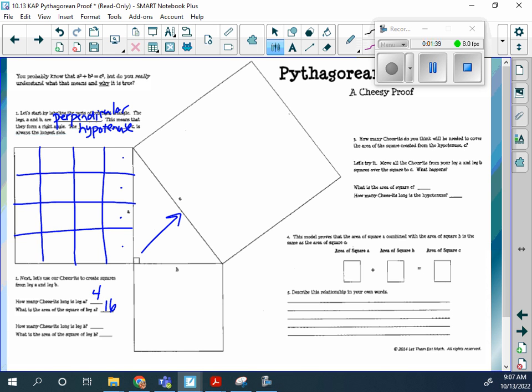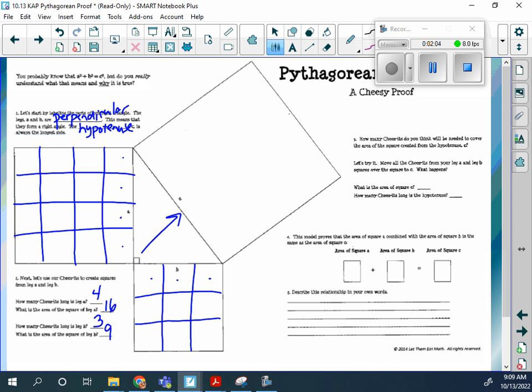Okay. Now go ahead and do the same thing for B. Here we go. So how many Cheez-Its did it take, first of all, to fill in B? 9, right? It should look kind of like a tic-tac-toe board, yes? So how many Cheez-Its long is leg B? 3. And then what's the area? 9. Okay, now pause here.